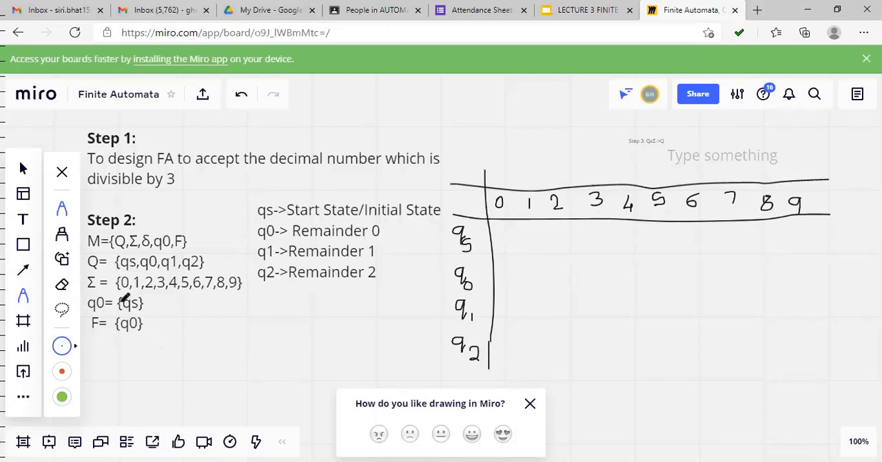Which is our start state? QS is our start state, and the start state is represented with an arrow. And the final state is Q0. The final state is represented with a star. You have to remember all these conventions, students, and you have to show this. If you don't show the star, the final state, you'll lose marks. Here you'll be writing the input, whatever input we have taken, and here the states, all the states that we have written in Q: QS, Q0, Q1, Q2. You have to mark the start state and the final state.